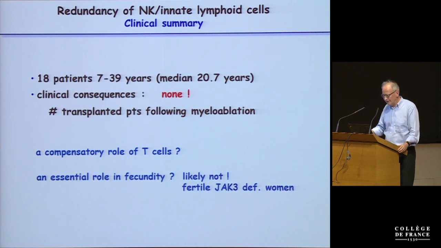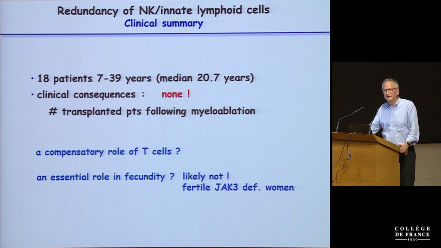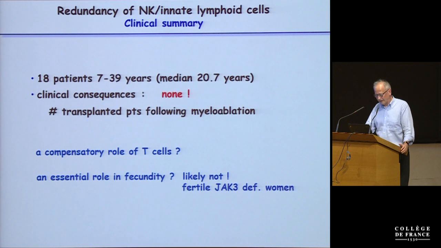By the way, there is another interesting finding. NK cells, possibly ILCs, are supposed to be involved in the fetus tolerance by the mother. And actually, among these 18 individuals, there are 2 women who were JAK3 deficient and had children, despite the fact they don't have NK cells detectable, at least in their blood. We don't know in the uterus, of course, and have very few, if any, ILCs. So, which suggests that, again, here, for this potential function of these cells in the maintenance of fecundity, it may be a redundant function.